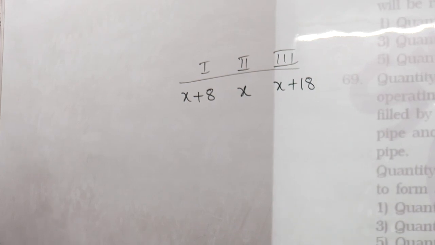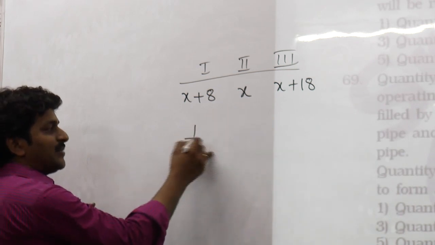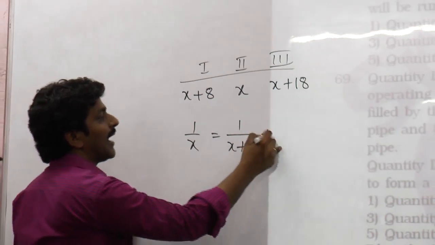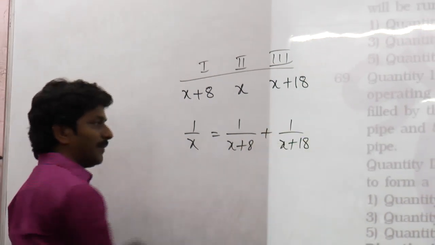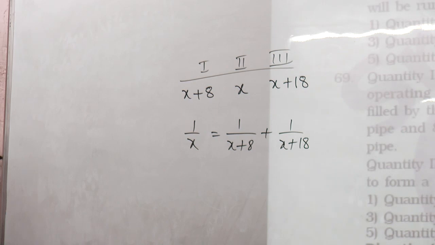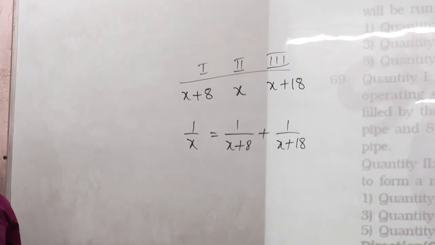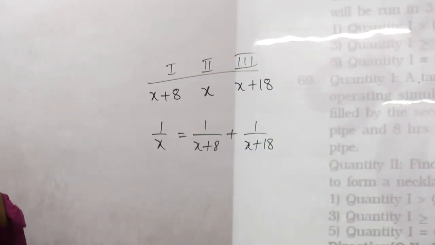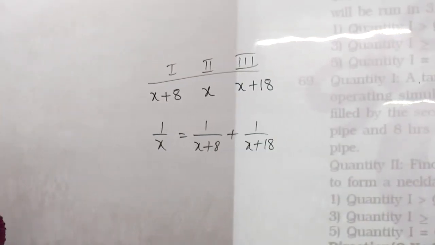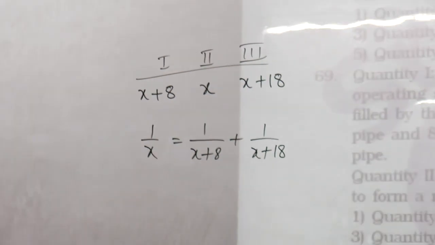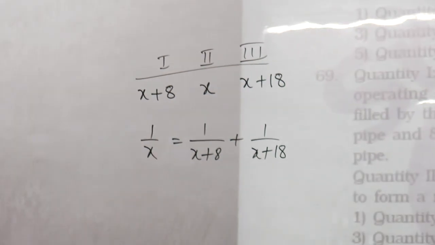Understand? Everyone? 1 hour work of second pipe is 1 by X, and that should be equal to 1 hour work of first pipe and 1 hour work of third pipe. Need to solve the equation and get the value of x. No other way, you have to solve the linear equation.